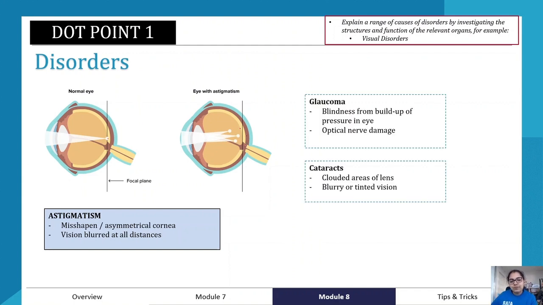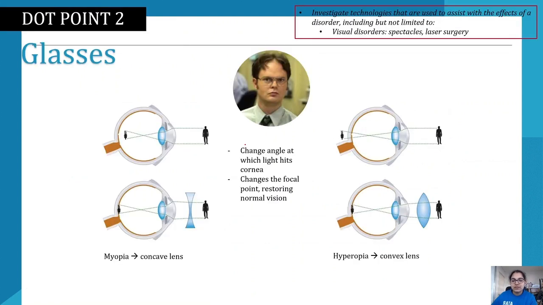Others include glaucoma, which is blindness from buildup of pressure in the eye, and that can also cause optic nerve damage, and cataracts. That's clouded areas of the lens, causing blurred or tinted vision. So this is where we use glasses to assist us. We change the angles at which light hits the cornea, and glasses also change the focal point, restoring normal vision.